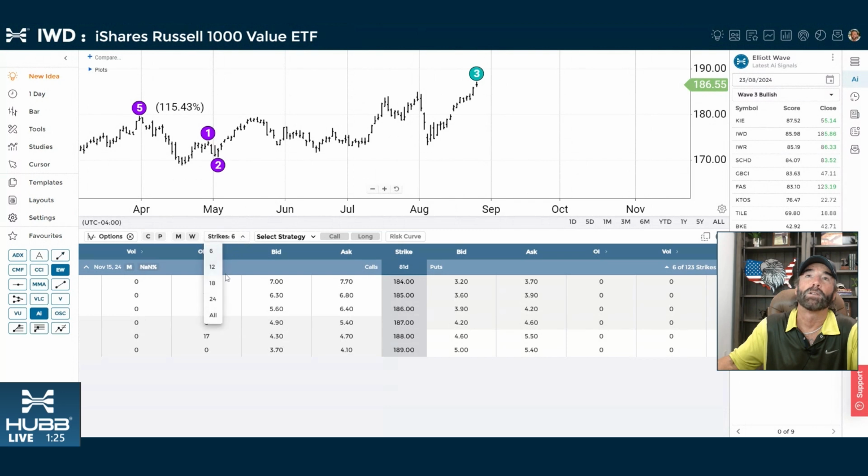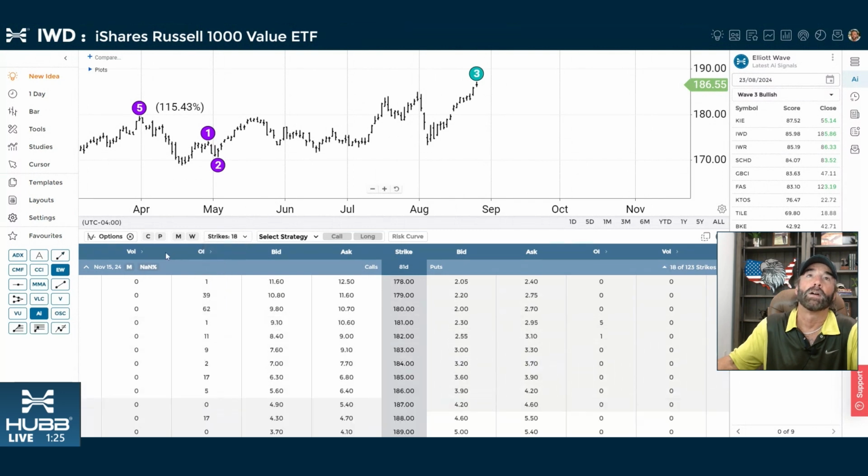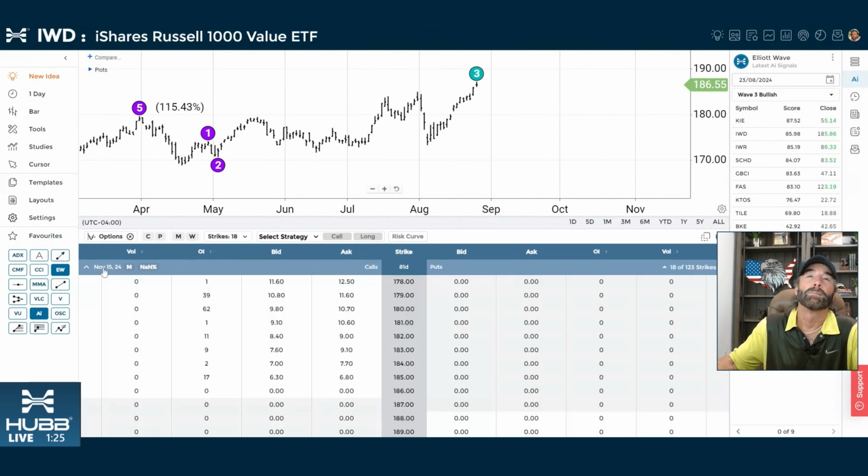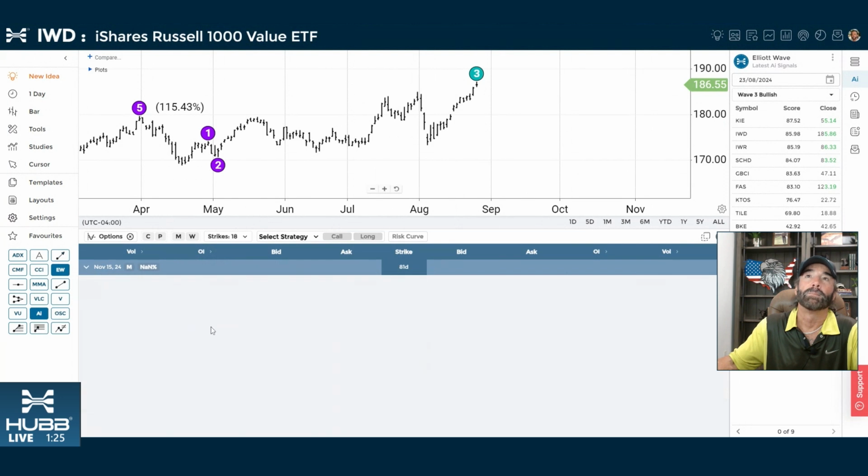Let's widen the strikes. Go out here to 18 strikes and see if we can find something. And we're not getting the extra months yet, but we look for a long call.